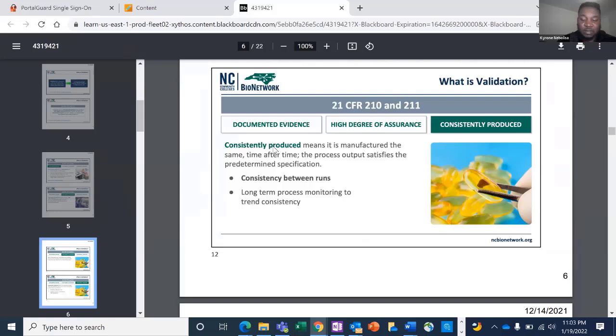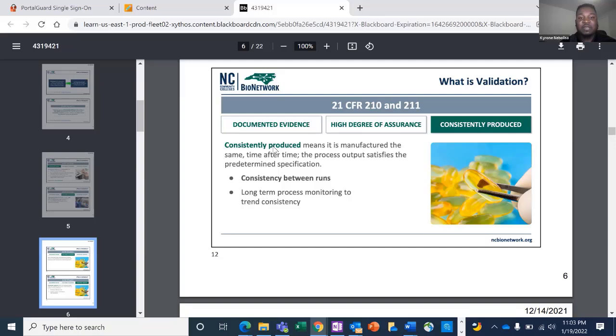And lastly, validation ultimately wants to prove that you can consistently produce. So consistently produce means it is manufactured the same time after time. The process output satisfies the predetermined specification. So ultimately, you want to have consistency between runs. As I said earlier, batch to batch, whether you made the batch in January or you made the batch in March or you made a batch 2 years from now, there needs to be consistency, because that proves that our drug is meeting the specifications and it's the same.